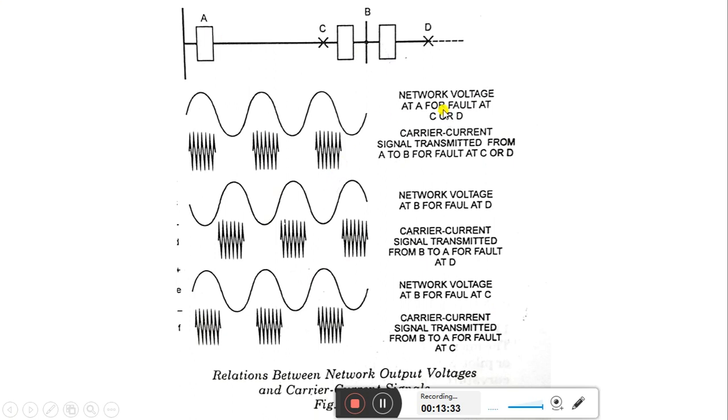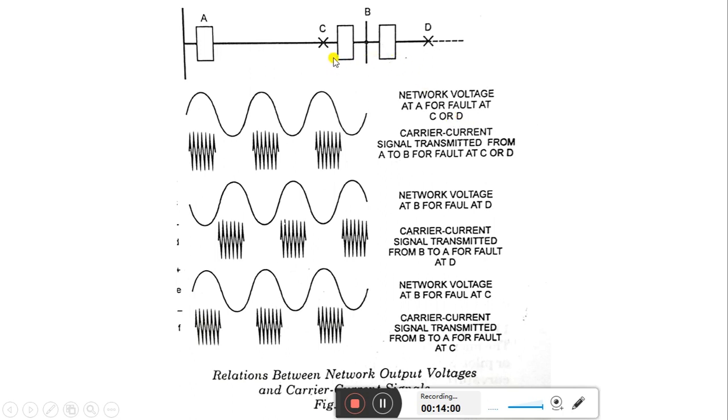That is, this signal is meant for the network voltage at A for a fault at C or D. What does it mean? It means that at end A, you will always get a voltage in this type of pattern, whether the fault is at C or D.